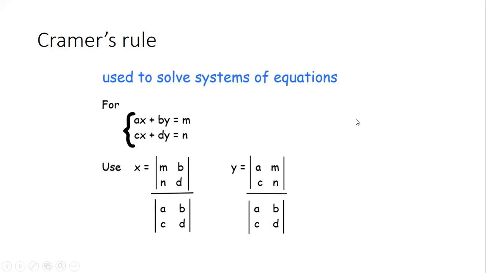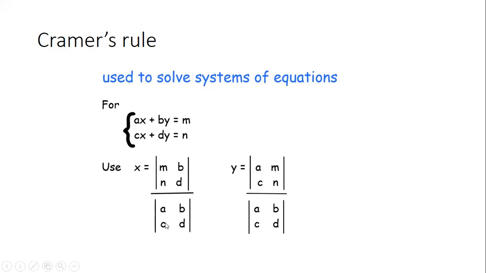Constants and your coefficients, and you will find your solution. So for example, the rule here is your m and your n, which is your constants, are going to be the first row in your numerator. And then your y's are going to be the second column in your numerator. And your denominator is always the same.